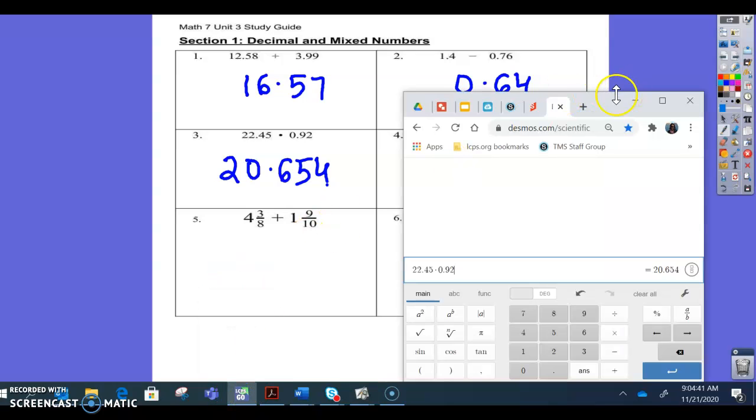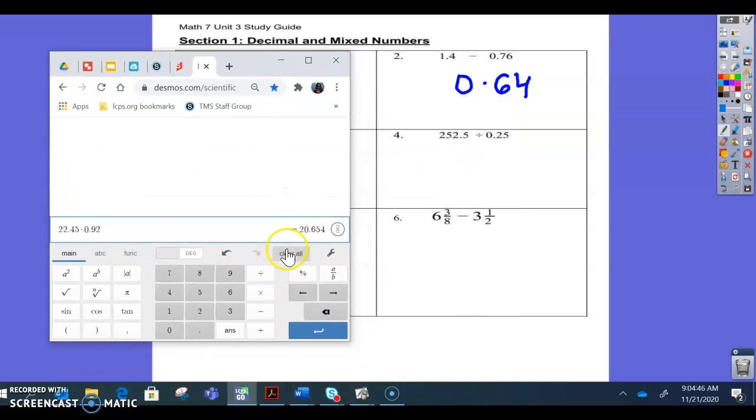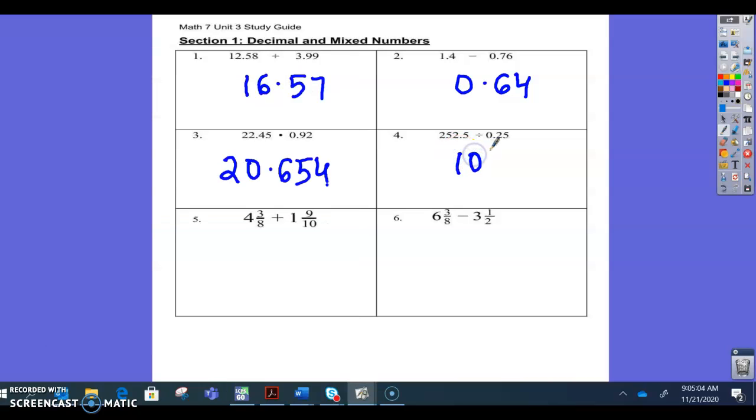So we are going to divide in my calculator here, clear this, and it is 252.5 divided by 0.25, and you get 1010, and that is your answer. So this is all you need to do for the decimal operations. It's pretty simple. And now we're going to look at adding these mixed numbers.